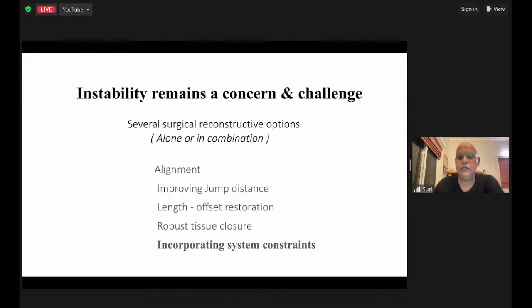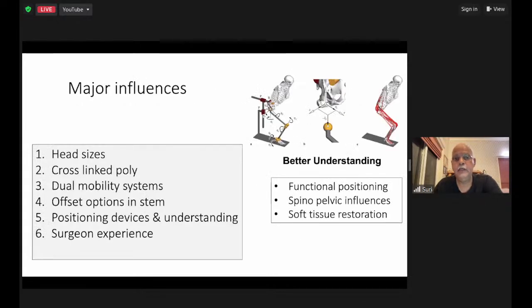The instability still remains the challenge. We need to use multiple options. Several surgical options are available, alone or in combination. So use all of this together and not one single aspect. The major influences today which can help us limit and avoid it are the head sizes, larger heads, and cross-link poly. I think the conventional is now out of the window.